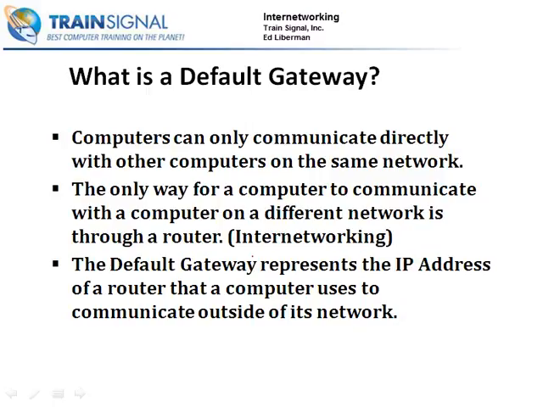Now, just so you're not confused, I know the word internet is here, and I know a lot of people like to look at this word and say, is the internet working? No, that's not how this is done. This is internetworking, meaning networking between networks. Now, the default gateway represents the IP address of a router that the computer is going to use to communicate outside of its network. So when we set up the default gateway on a computer, we are telling that computer, this is the IP address of a router that will help you talk to computers on other networks.